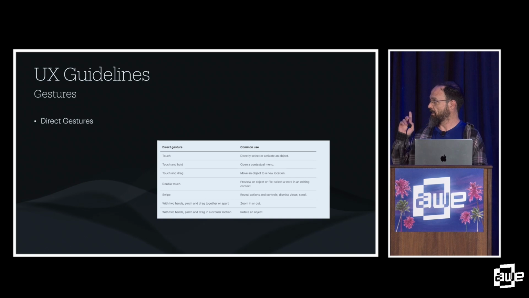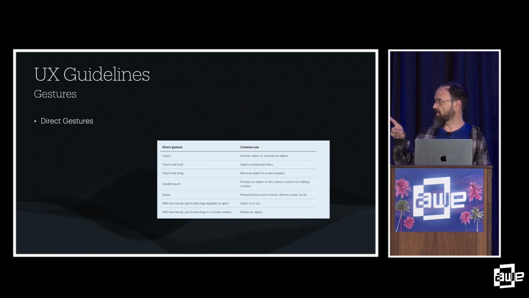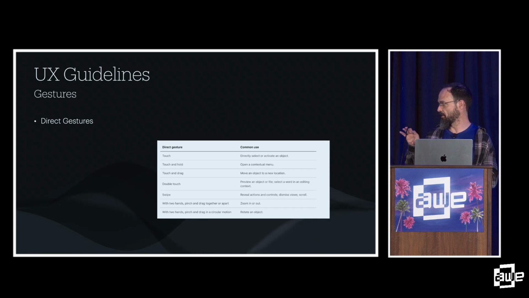We can touch to select or activate an object. We can touch and hold to open the contextual menu, where we get further options for a specific screen. We can touch and drag to move objects through different locations. We can double touch to preview objects. We can swipe to reveal new actions and controls. And then we can pinch and drag together with 2 hands.